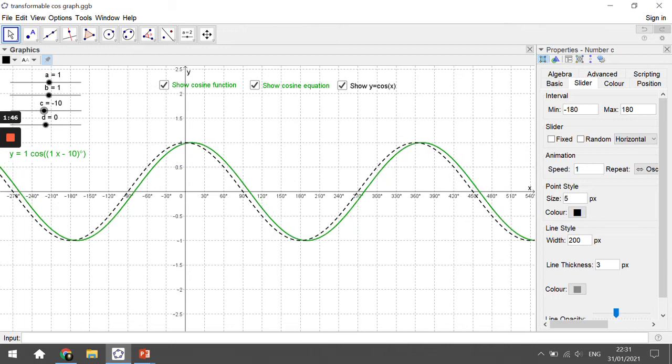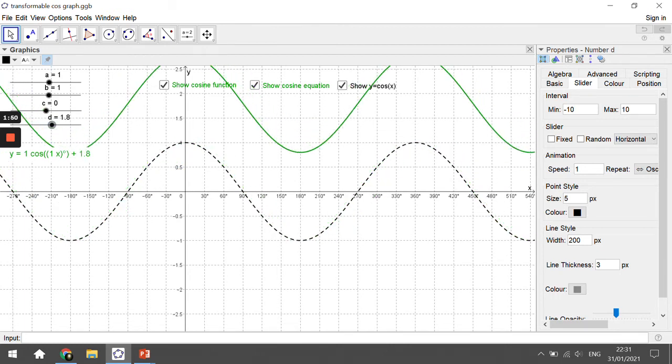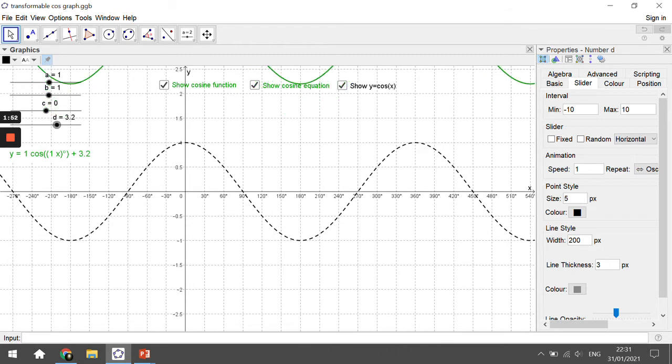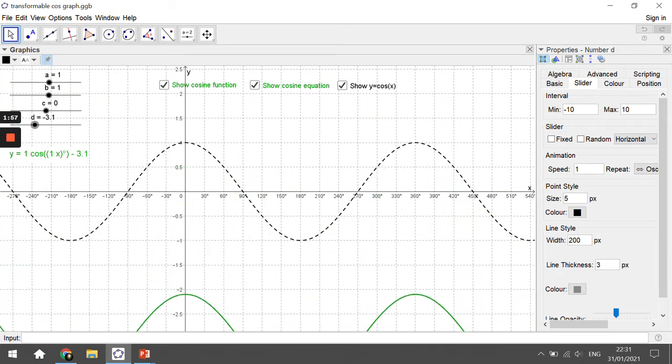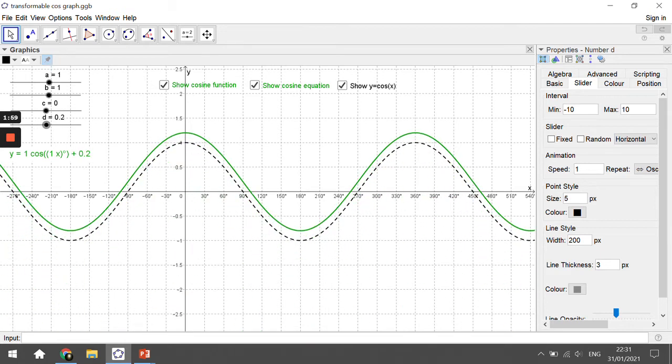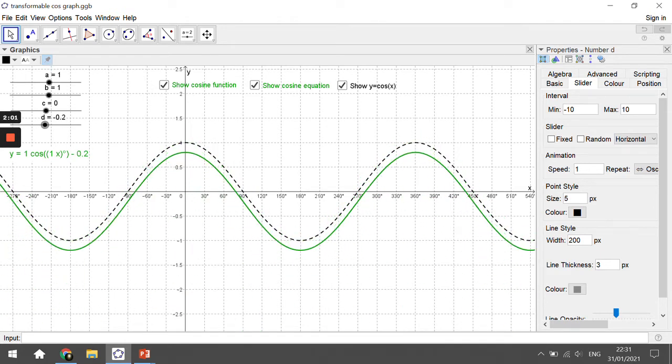Final one that we have to play with is just adding or taking away something from the end of our equation. Adding on the end moves our graph up, and taking away moves our graph down. So that's just a quick summary of what I hope you reminded yourself of.